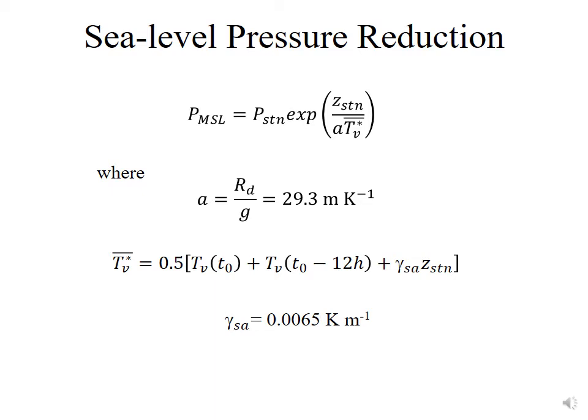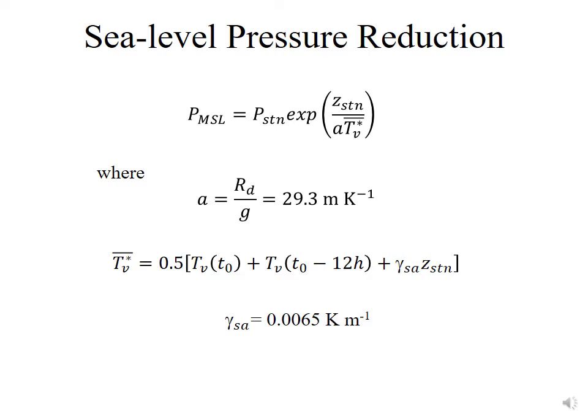Well, this constant A is just R sub d over g, which is 29.3 meters per degree Kelvin. But how do you define a virtual temperature for a layer between the station and sea level when all of that area is essentially underground?